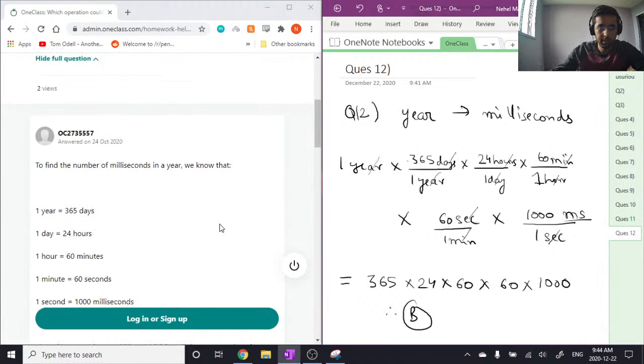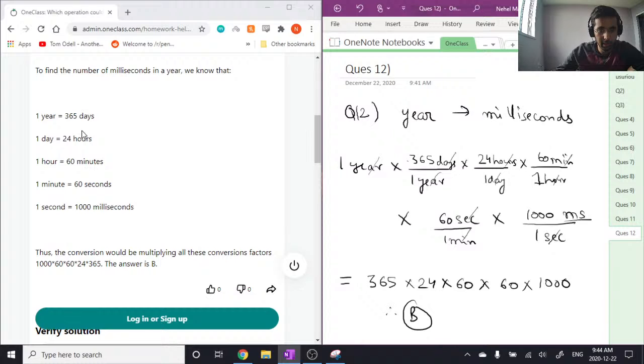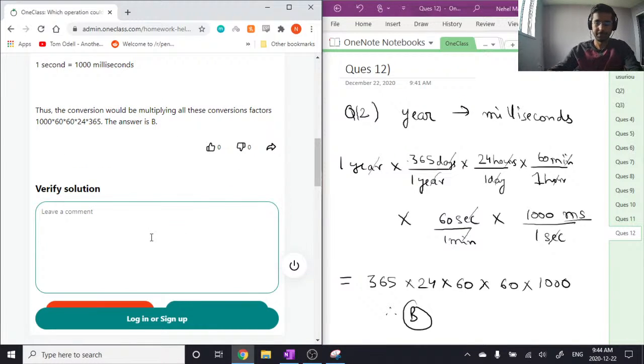Okay, let's see what they have done. So similar conversion, and then the answer is B. Perfect. So the solution is correct.